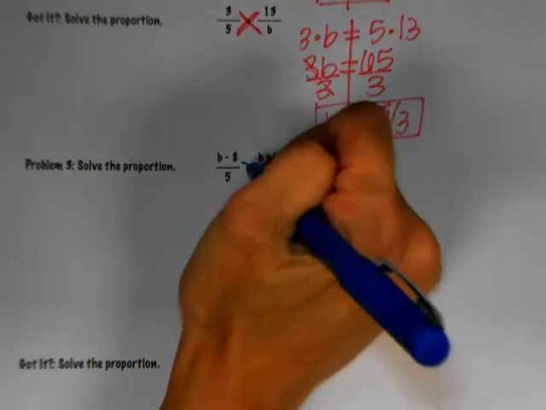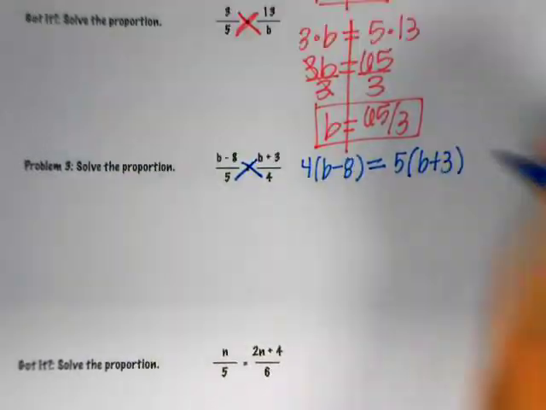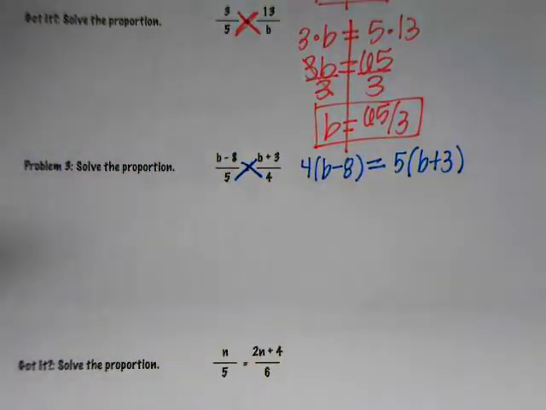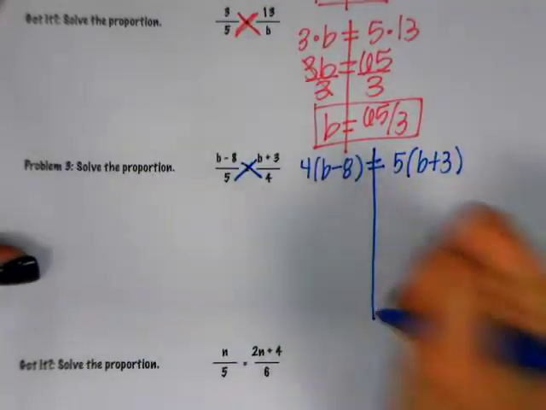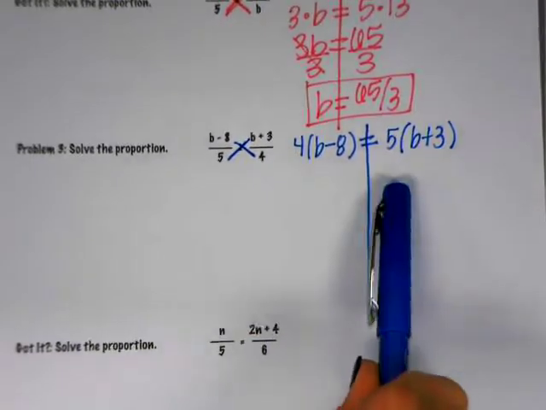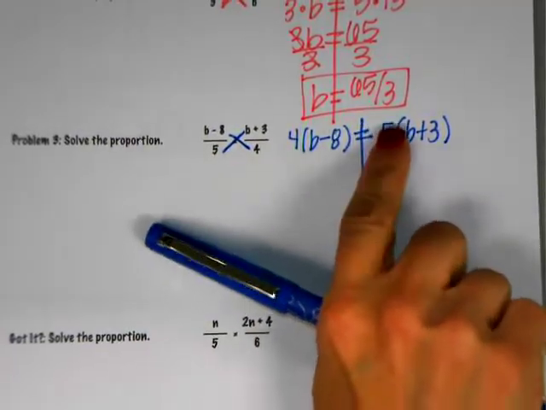And then for the other diagonal, same thing. 5 is being multiplied to the b plus 3. Make sense? That's literally the only new thing that we're doing today, guys. From there to there, that's all that's new. You had a question just like this on your last quiz. You should know how to do this part, right?